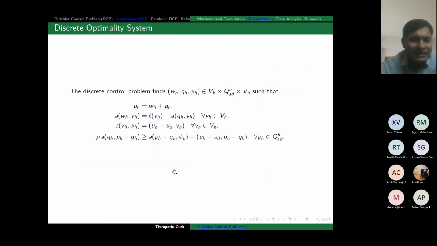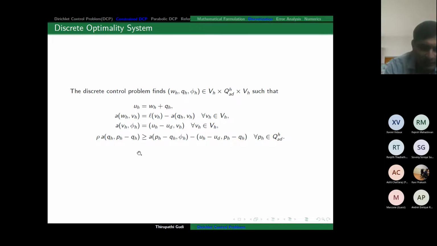Then we can use the optimality system at continuous level and propose the discrete problem to find W_H, Q_H, and P_H. We have to find this triplet from corresponding spaces such that U_H is written as W_H plus Q_H. This is just an algebraic identity, and then W_H is satisfying this PDE, and the right hand side there is Q_H, and then P_H is satisfying this PDE, and U_H is here. And then Q_H is satisfying this inequality. There is again P_H and there is again U_H. So this is a coupled system of two equations and one inequality.